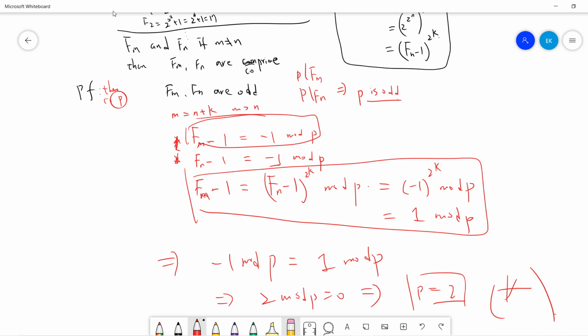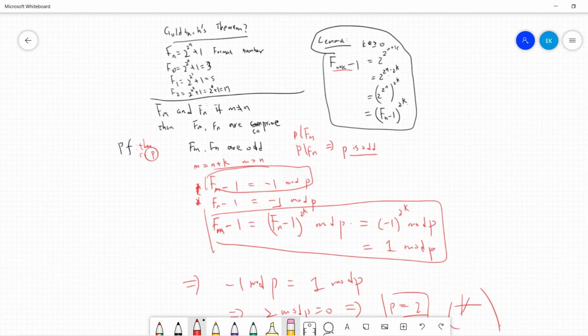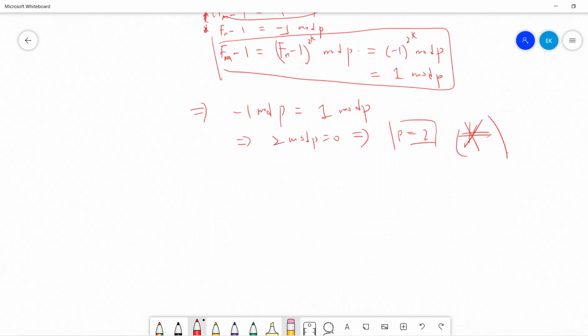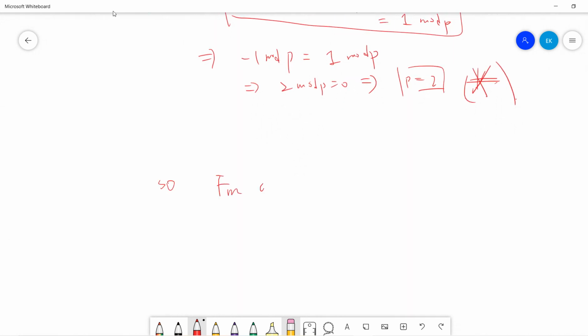If you use this lemma and compose it with everything you know, you get a contradiction. So F_m and F_n are coprime.